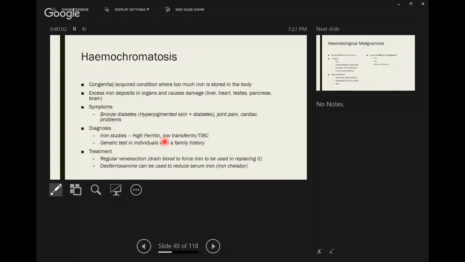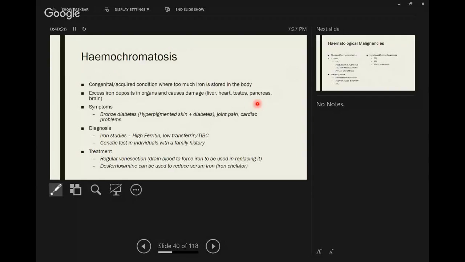So hemochromatosis, it's a congenital or an acquired condition in which too much iron is stored in the body. All of the excess iron deposits in organs, which causes damage. So liver, heart, testes, pancreas, and brain. The symptoms are bronze diabetes. So you get hyperpigmented skin and diabetes because of the pancreas damage. You get joint pain, cardiac problems.